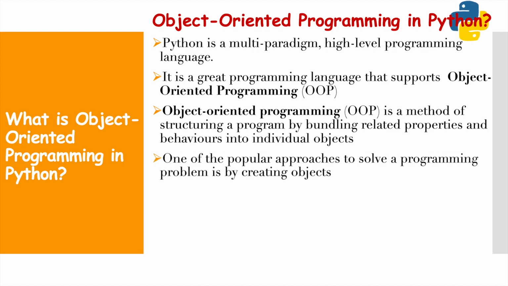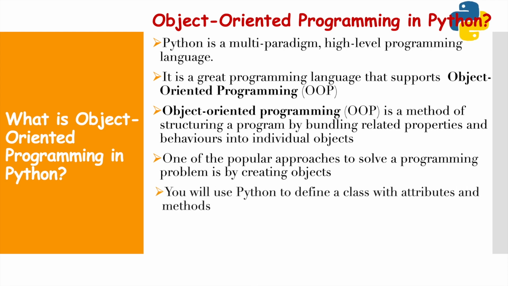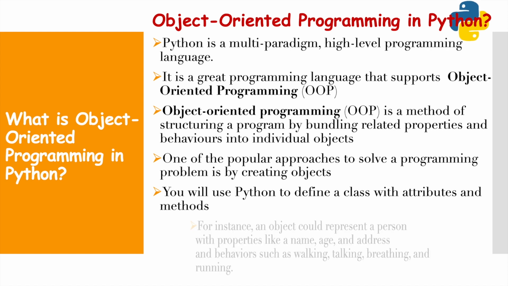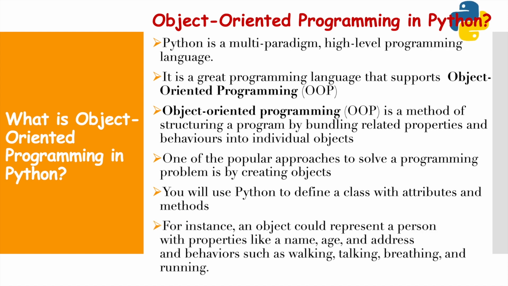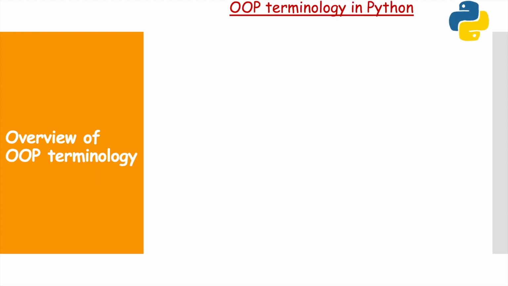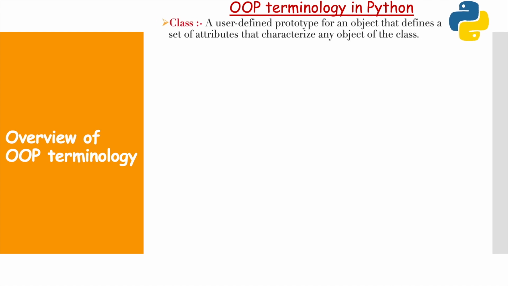Now, one of the popular approaches to solve a programming problem is by creating objects. And you will use Python to define a class with attributes and methods. For instance, an object could represent a person with properties like name, age and address, and behaviors like walking, talking, breathing, running, etc. Now let's see some of the object-oriented programming terminologies in Python.